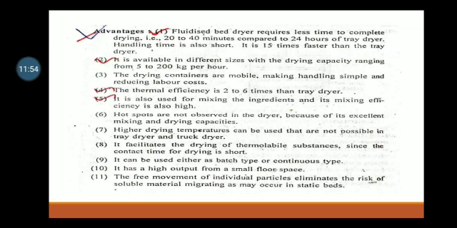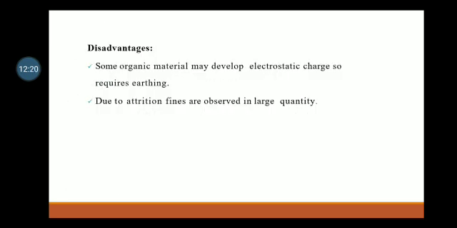Then second, it is available in different sizes with drying capacity ranging from 5 to 200 kg per hour. Then the thermal efficiency is 2 to 6 times that of a tray dryer. Then it is also used for mixing the ingredients, and also many other advantages are there. Disadvantages: some organic materials may develop electrostatic charge, so requires earthing. Due to attrition, fines are observed in large quantity.